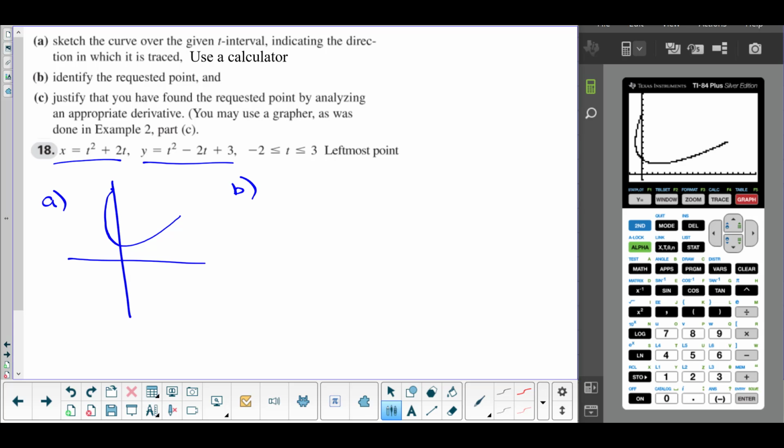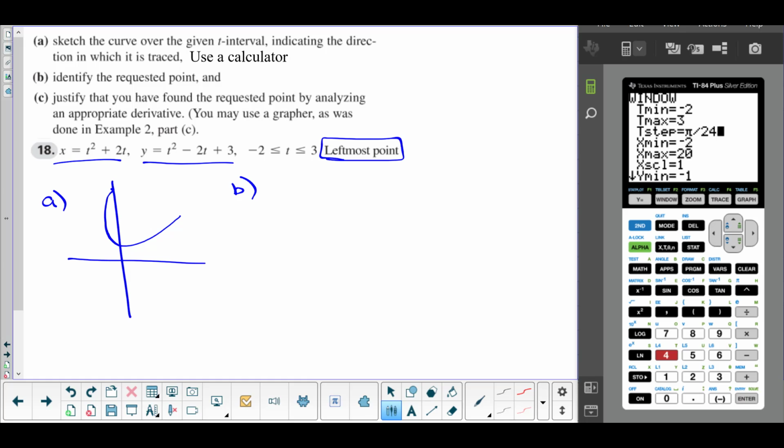Part B, identify the requested point. The requested point is the leftmost point. We could use a trace here, and trace through the t values. I changed the step so that it'd graph a little slower; the original is pi divided by 24. So let's graph that, and now we'll trace. The leftmost point is about negative 1. Well, it is negative 1/6.